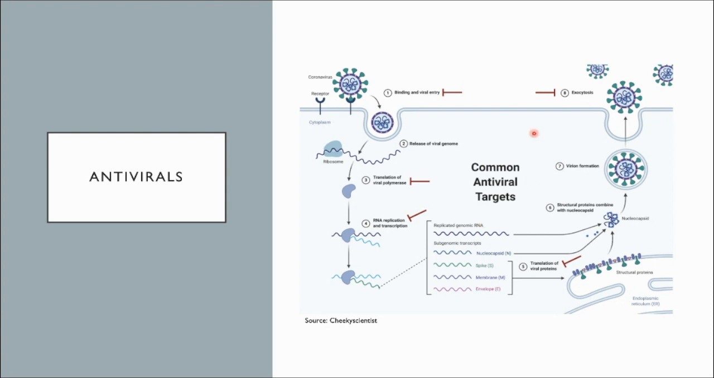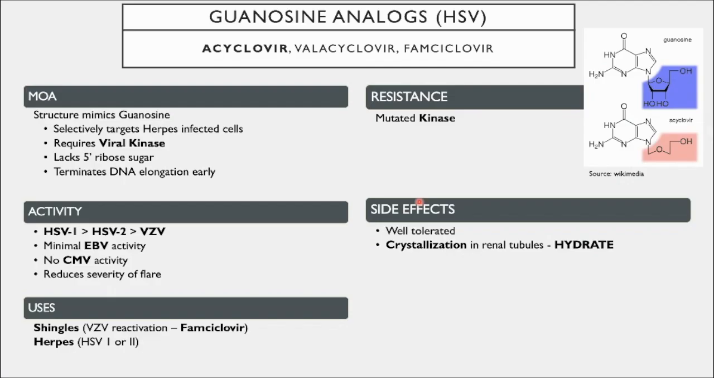That being said, when we go to treat viruses, the main things we're looking for are blocking viral entry, viral escape, or the actual replication process itself. So these are going to be the things that we shoot to try to block. So the first antiviral we're going to talk about is for herpes virus. These are the guanosine analogs, such as acyclovir and valacyclovir.